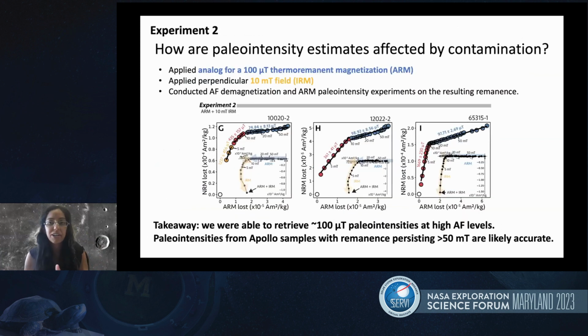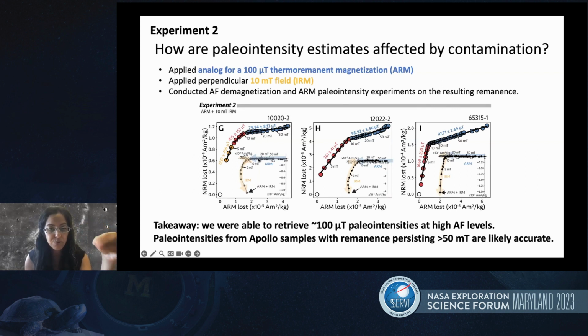Then we conducted a second experiment to see how paleo intensity estimates are affected by contamination. We applied an analog for a 100 microtesla primary thermoremanent magnetization, which was in the form of what's called an ARM, or anhysteretic remanent magnetization. And then we applied a perpendicular 10 millitesla IRM contamination. And we conducted AFD demagnetization and paleointensity experiments on the resulting remanence. What we found was, again, the contamination produced a high paleointensity of several hundred to even 1,000 microtesla.